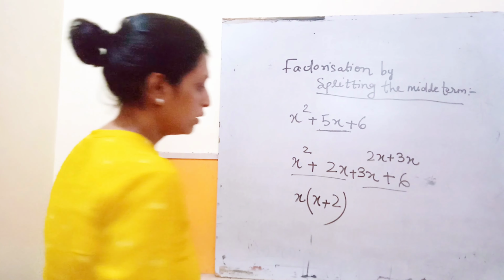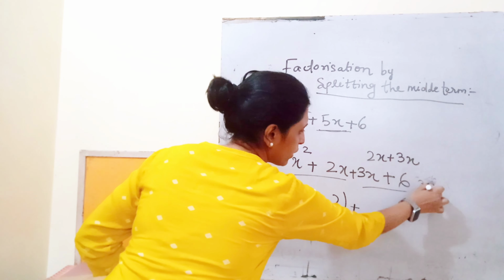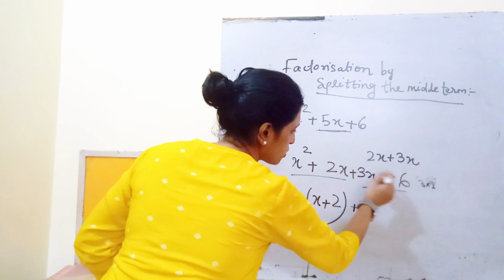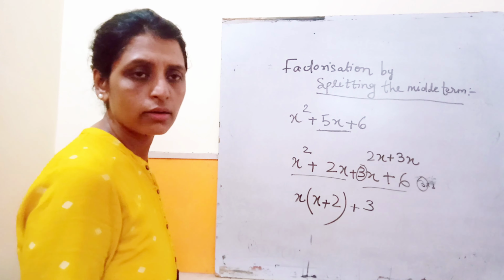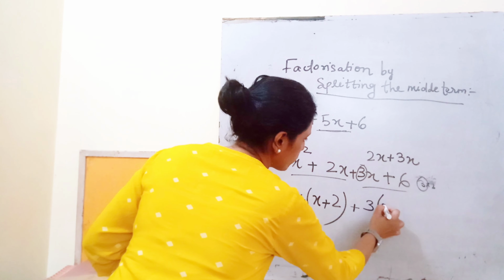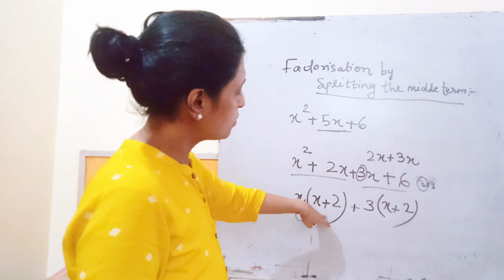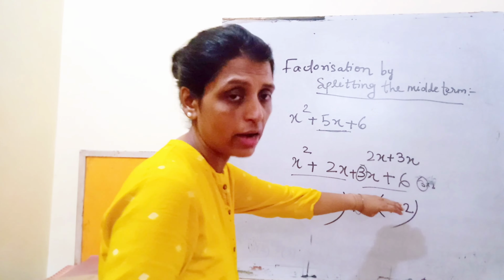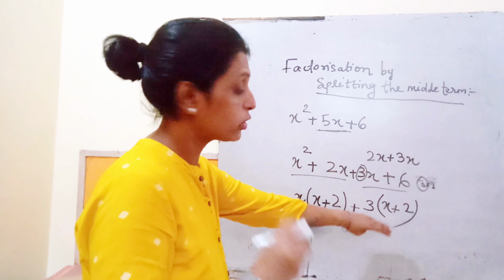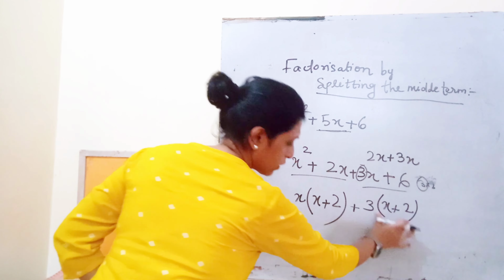Then plus, now see children, 6 can be written as 3 into 2. So here 3x and here 3 into 2, so 3 is common. We take 3 as common, and we are left with x plus 2. Always remember that whatever common factor we get in the first pair, the same factor we should get in the next pair also. So here x plus 2 and here also we got x plus 2.